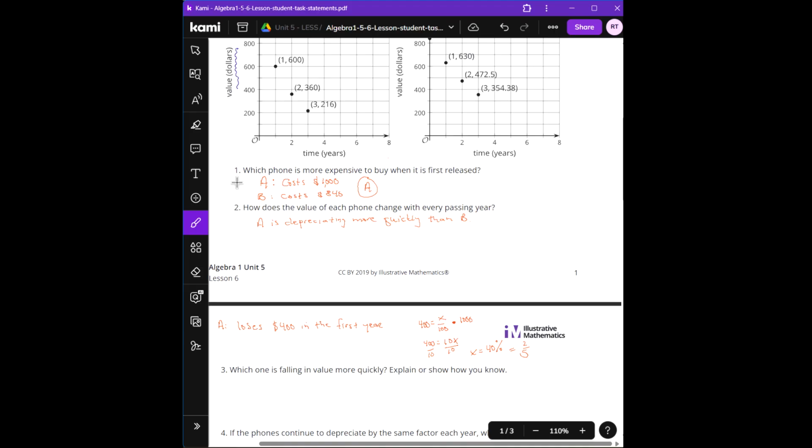And then let's look at the second year. It loses 240 in the second year. So that's going to be 240 is equal to what percent of, now we have 600. And so this is also going to be 40% if you do the math.